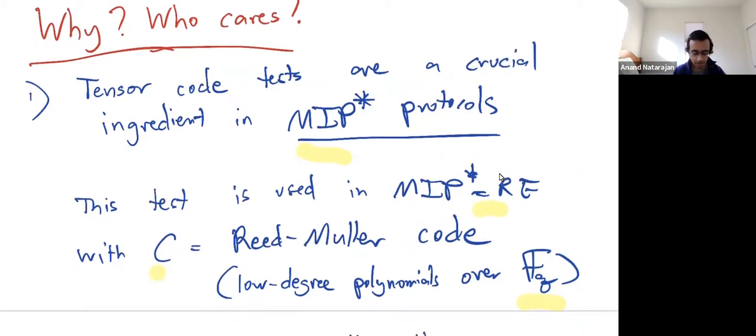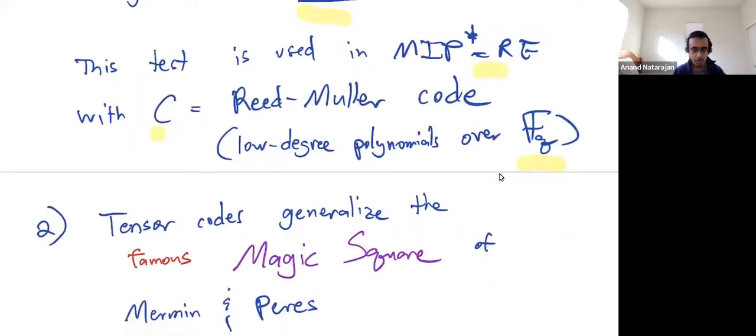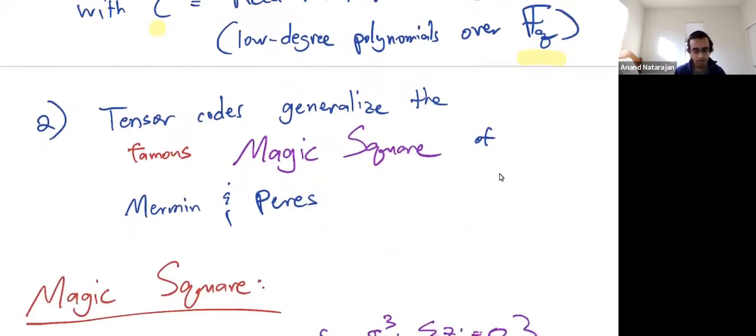Another reason to care is that if you're just interested in quantum information, the tensor code test can actually be viewed as a very natural generalization of the magic square game of Mermin and Peres. So this is famous as an example of the weirdness you can get with quantum entanglement. So the contrast between that and the tensor code test is, I think, interesting. So let me say a few words about that. So what's the magic square? Let me present it in a language that's a little bit like a tensor code.